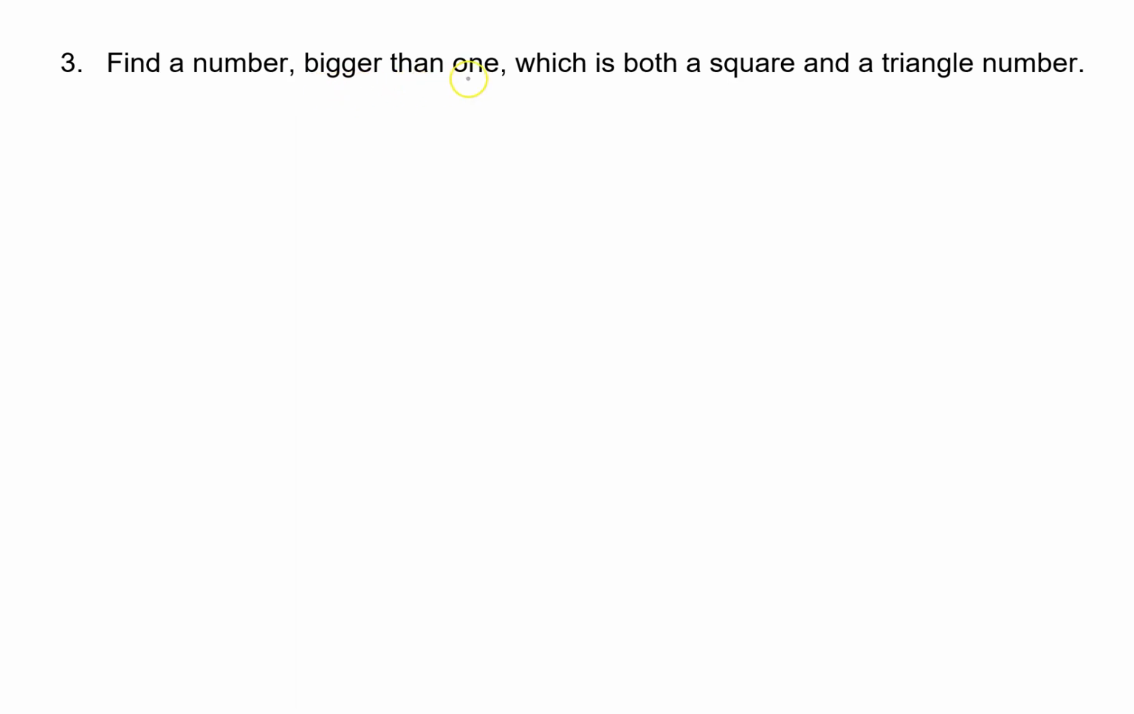And now on to question 3. Okay, you can find a number bigger than 1, which is both a square and a triangle number. Well, we know the square numbers. This one's 1, 4, 9, 16. Triangle numbers, well, they make triangles. The first one actually is 1. Second one is that, 3. The next one, you add 3 more dots underneath that, and that'll be 6.